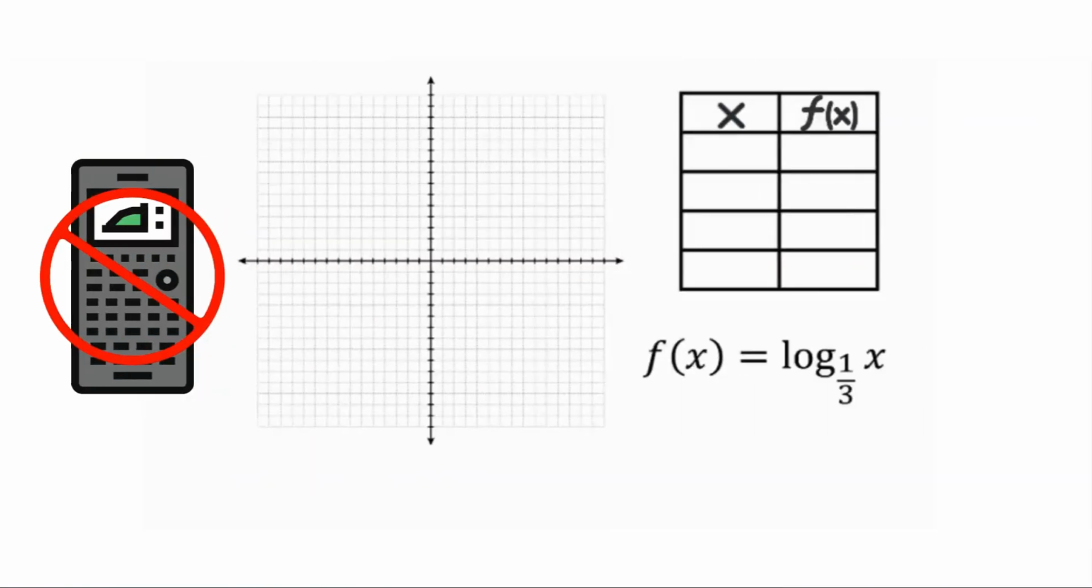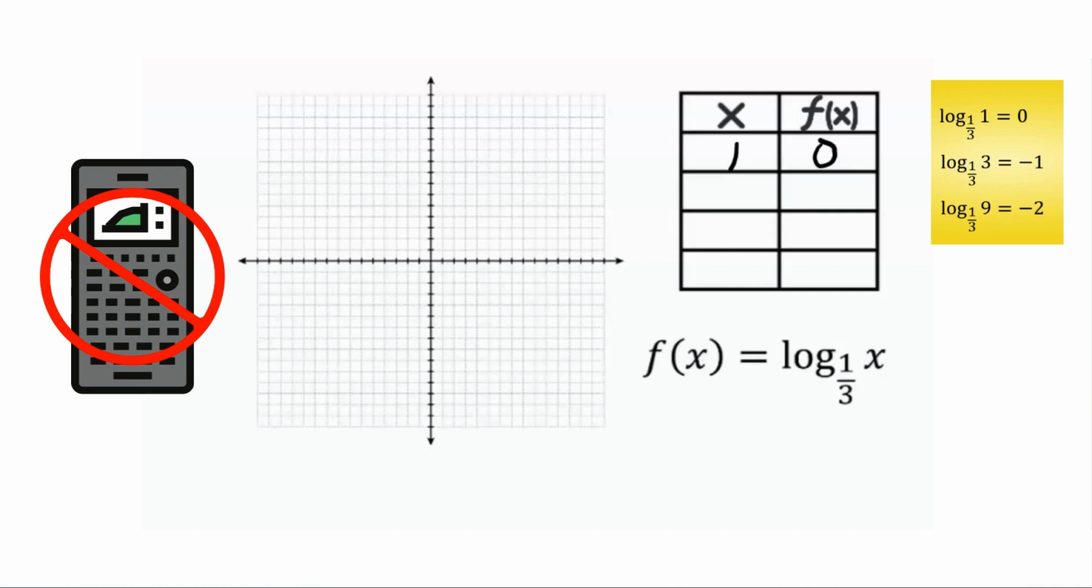All right, let's try one where we have the base as a fraction. So we have f of x is equal to log base 1/3 of x. Well, x equal 1 is still a good choice here, because log base 1/3 of 1: 1/3 to the 0 power has to equal 1, so f of x has to be 0.